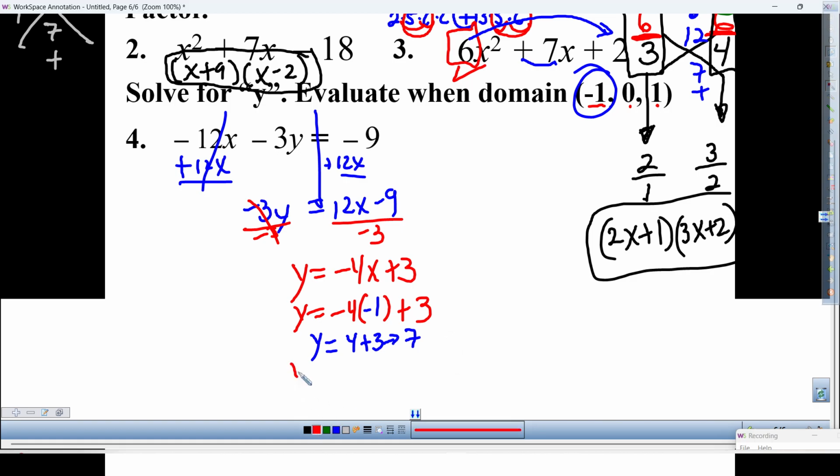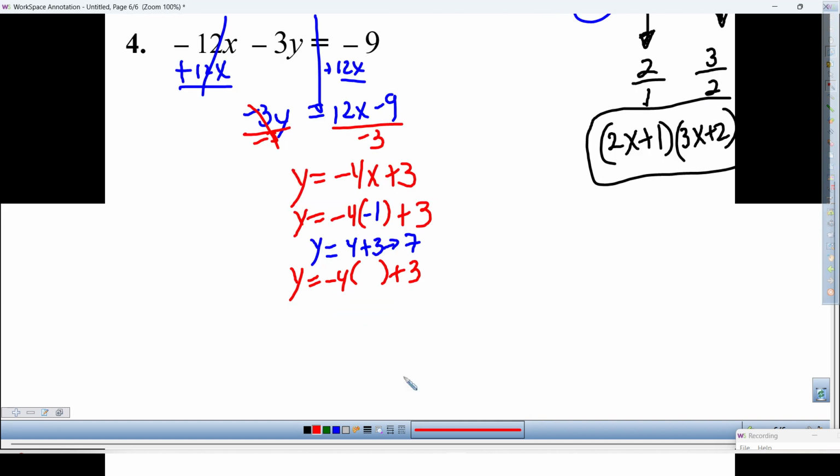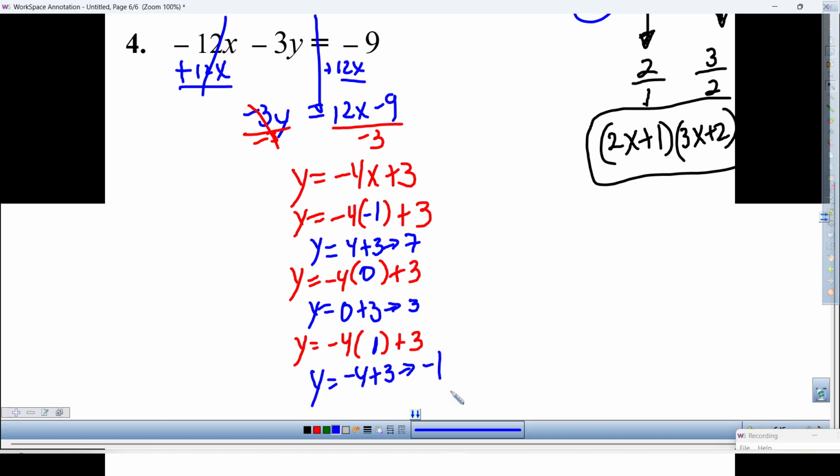Do it again. Y equals negative 4 blank plus 3. Next value is 0. So negative 4 times 0 is 0 plus 3. That is 3. And last but not least, negative 4 blank plus 3. And that is a positive 1. So what is negative 4 times 1? Negative 4 plus 3. That's negative 1.